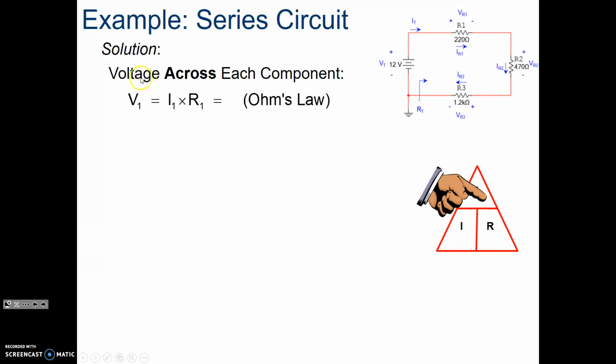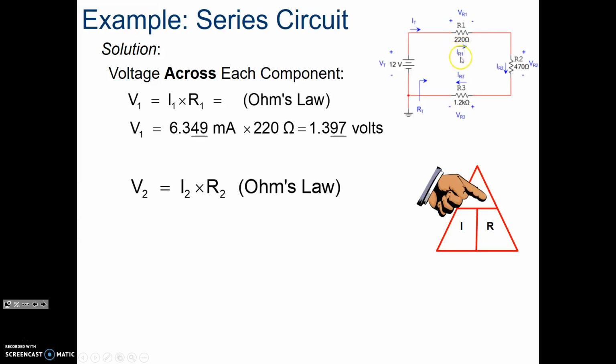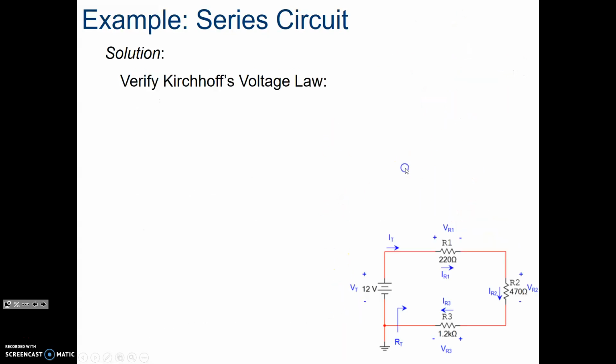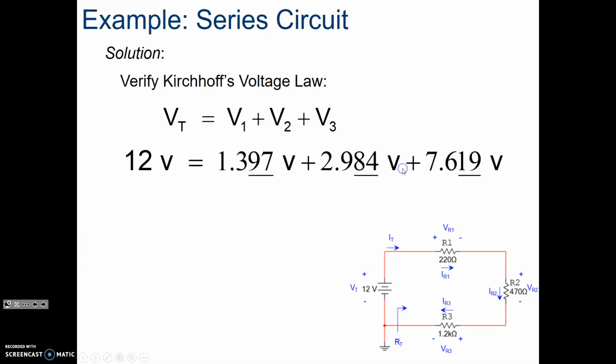Now we have the currents and the resistances. To find the voltages, all we have to do is multiply the 220 times this current we just got. So 6.3 milliamps times 220, 6.3 times the 470, 6.3 times the 1.2 kilo, and that gives us our various different voltages. Lastly, we add up all those different voltages, 1.3, 2.9, and 7.6, and that gives us our 12 volts.